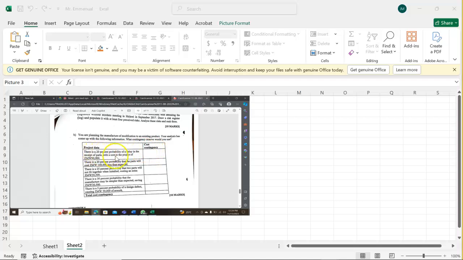So they're saying there's a 20% probability of delay in receipt of parts with a cost to the project of 90,000. So there is a percentage there and the amount given. So you always have percentages and the amount given. Then you have that contingency cost, which we need to calculate.